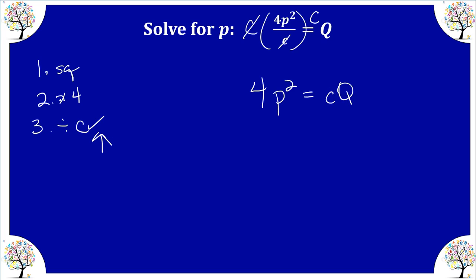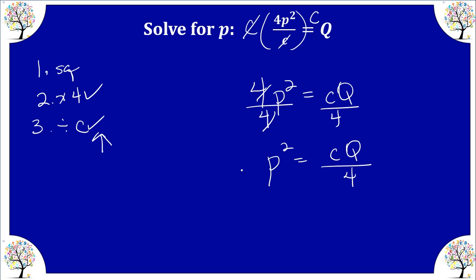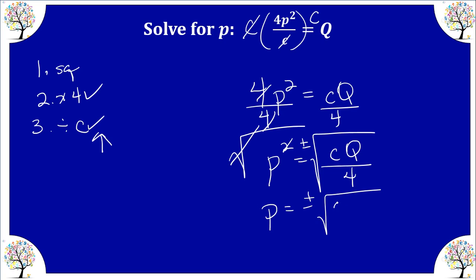Now we are going to undo multiplication by dividing by the 4. And I have p squared equals CQ over 4. Now we're going to undo squaring by taking the square root. When you take the square root, that undoes an exponent of 2. So now p is by itself. And when I take the square root of this side, you do need that plus or minus out front, just because when you take the square root, there are 2 roots. So here is your final answer.